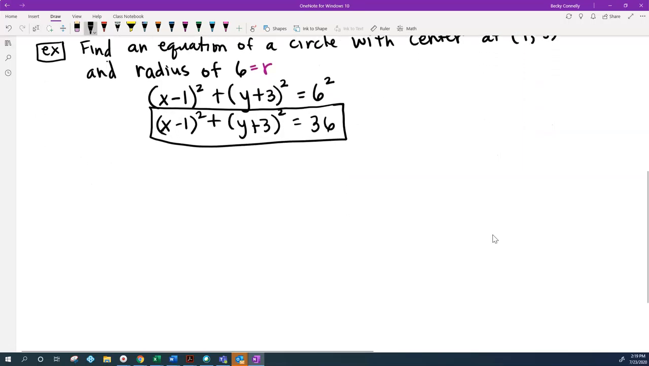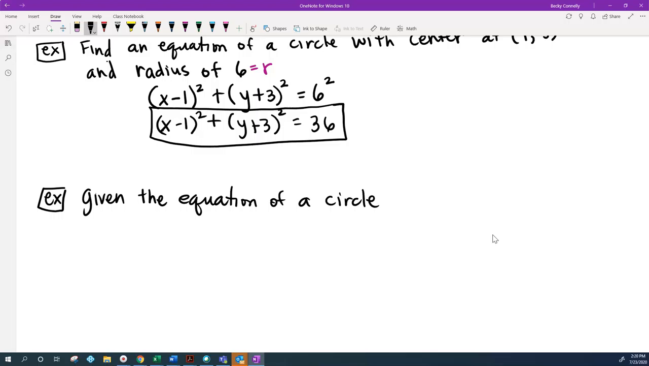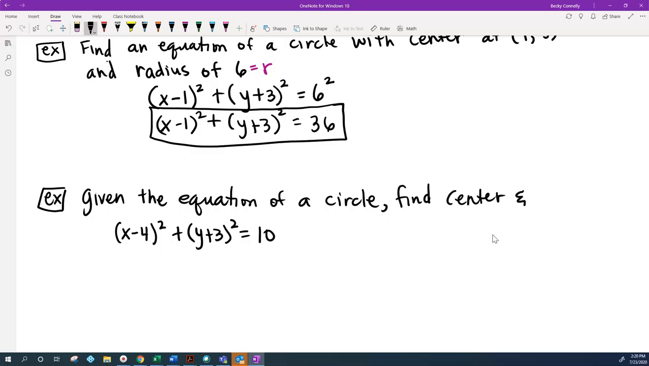because it seems to be, let's see, if we're given an equation, right? So given the equation of a circle, something like x minus 4 all squared plus y plus 3 all squared equals 10. All right, so sometimes it'll give you the equation of a circle and then it wants you to find the center and the radius.